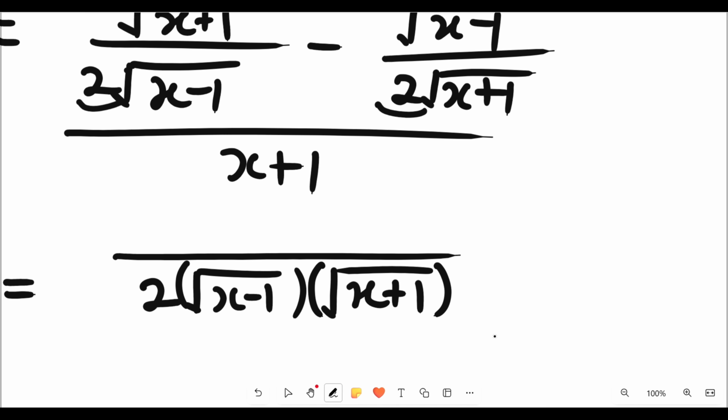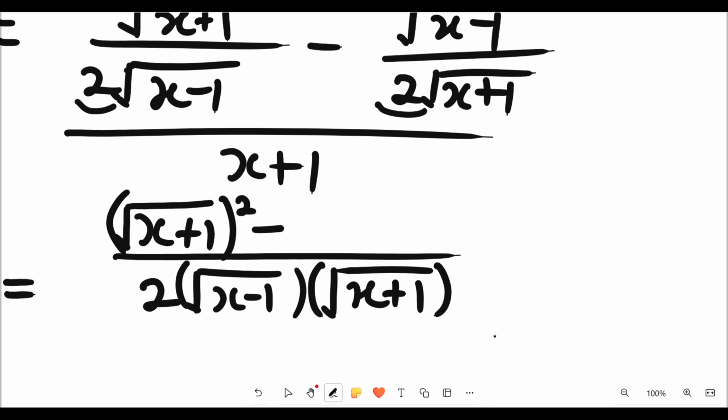Alright. So you divide the LCM by the first denominator, and we'll be left with square root of x plus 1. So the square root of x plus 1 multiplies the numerator, which is also square root of x plus 1. So they are the same, so you bring only one of them, then exponent 2. Then we have minus.